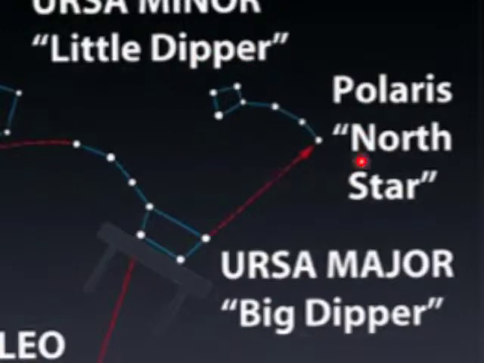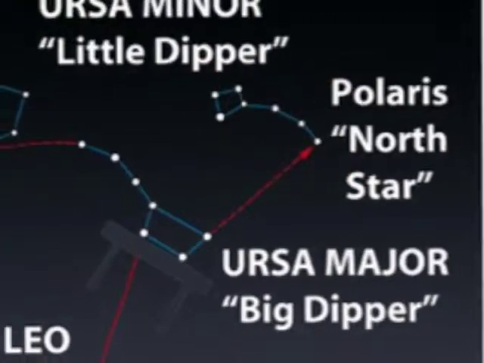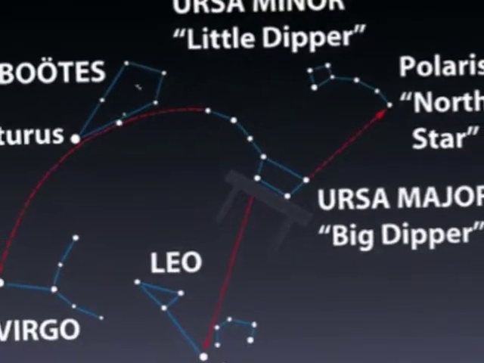I'm told by my viewing friends that if you can see all of the stars in the Little Dipper, you've got some good viewing conditions. All right. So what else can you do?